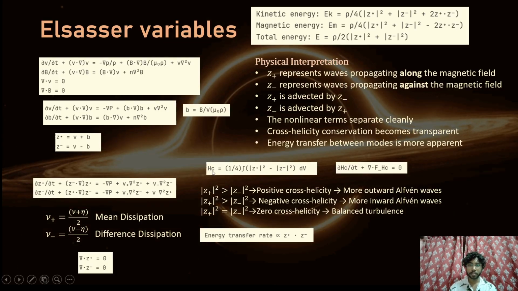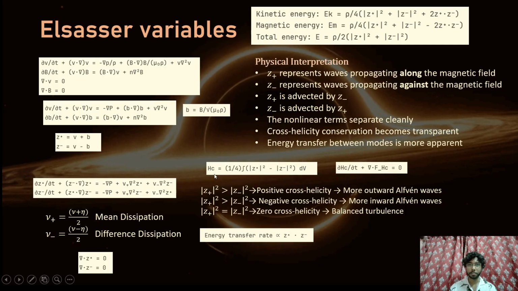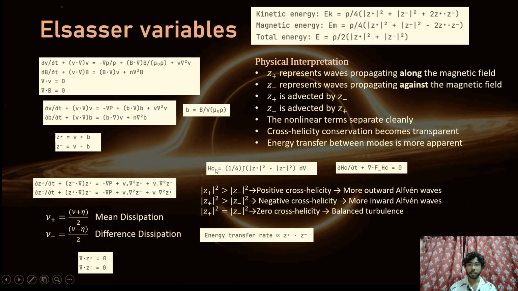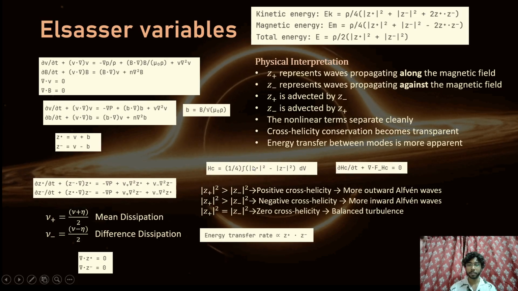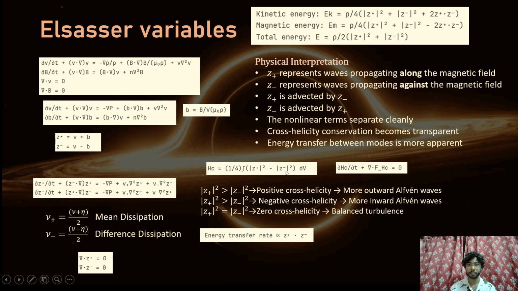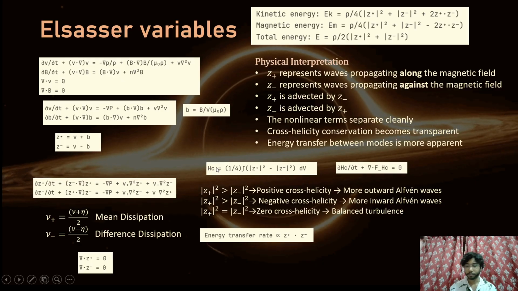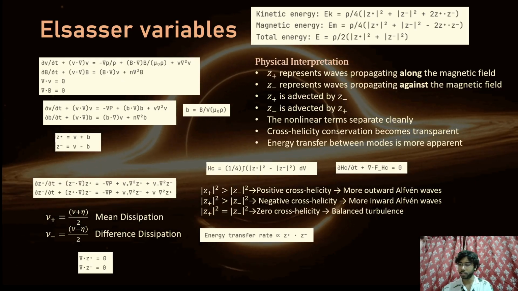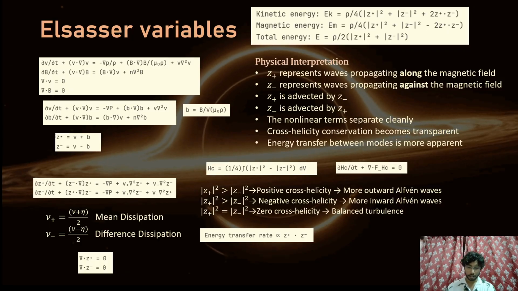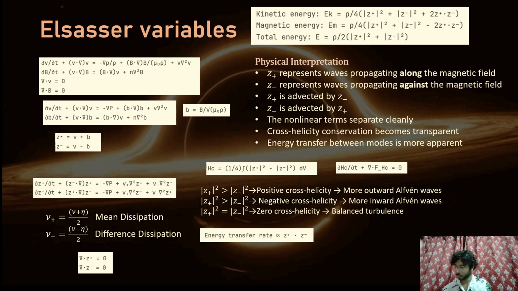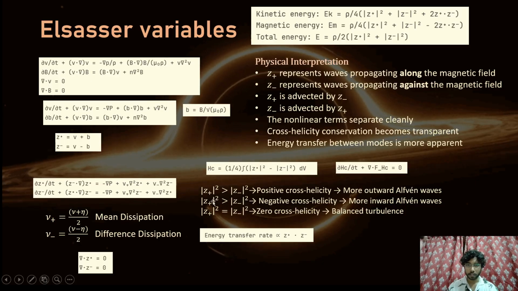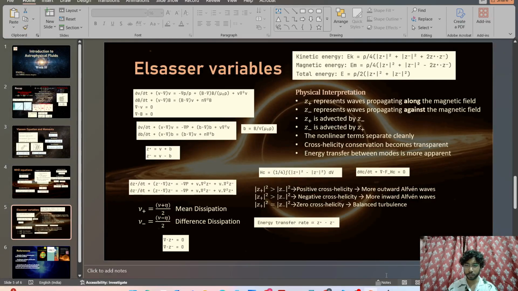Cross helicity is V dot B. Just like energy is z plus squared plus z minus squared, if you do cross helicity V dot B, it will be z plus squared minus z minus squared. And you can represent the cross helicity in a form like this. We just do this quickly here. We just see the conservation of cross helicity.